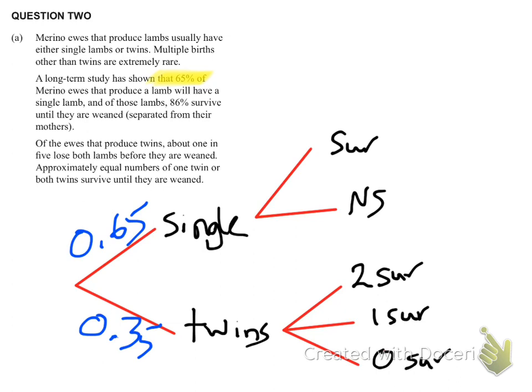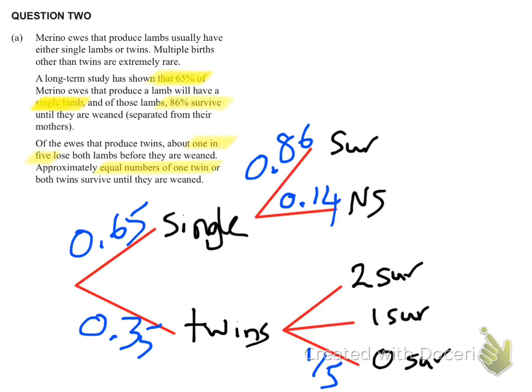And we have been told that if they get a single lamb, then 86% will survive. So there's our 86%, so you've got that part fine, and therefore that's going to be the 14%. Then we've also got, of the ones that make twins, 1 in 5 lose both their lambs. So 1 in 5 don't survive. And then we're told equal numbers of one or both twins survive.